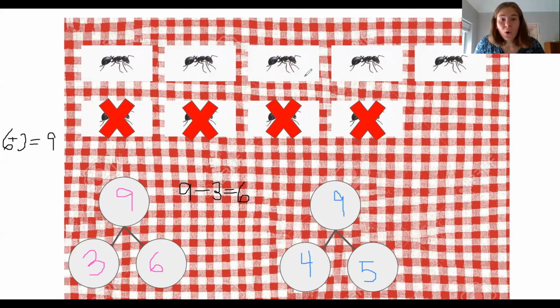I'm going to start with the total number of ants that were on my picnic blanket. So 9. How many ants am I taking away this time? 4, right? 9 minus 4 equals, how many ants are left on my picnic blanket? 5. Fabulous. So now we've written 2 different takeaway sentences to show this story. Fabulous job.